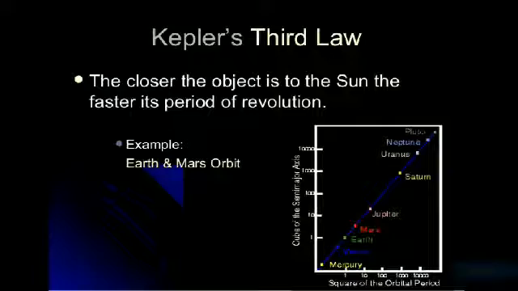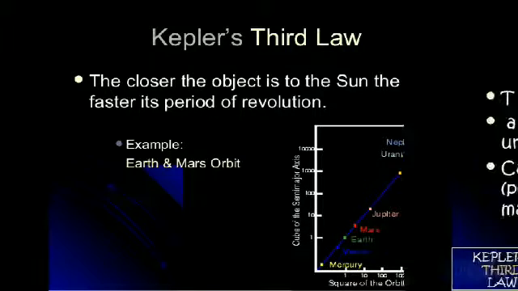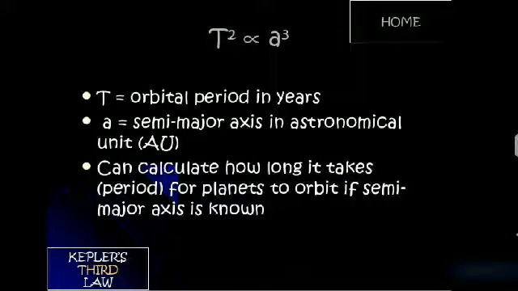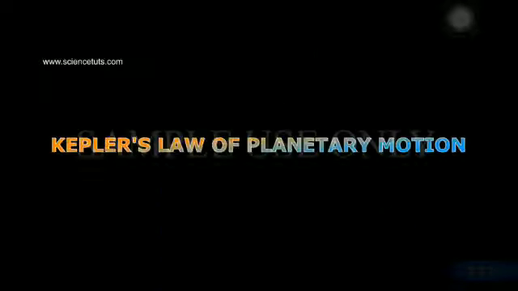Coming to Kepler's third law, the closer the object is to the Sun, the faster its period of revolution. That is, T square is directly proportional to A cube, where T is the orbital period in years and A is the semi-major axis in astronomical units. Kepler's laws of planetary motion.